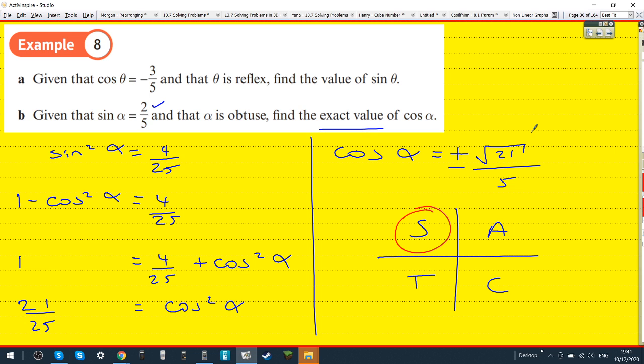And so we have cos alpha equals root 21 over 5. Is that the answer? Positive or negative? Positive. Sine alpha is positive because sine is positive in the top left quadrant. Everything else is negative. Wait, so would it be negative then? Yep. Cos is negative between 90 and 180. Okay, and so cos alpha is negative root 21 over 5.